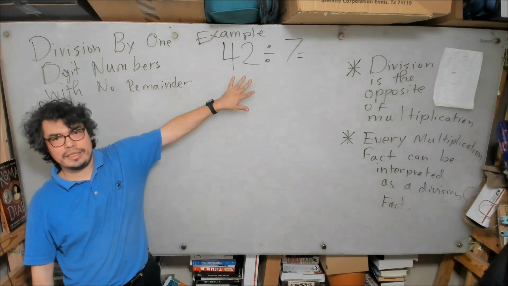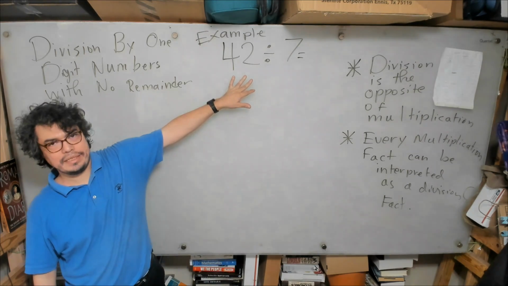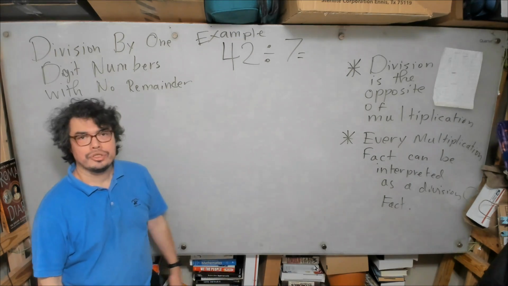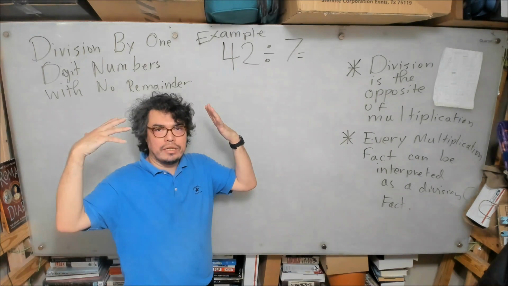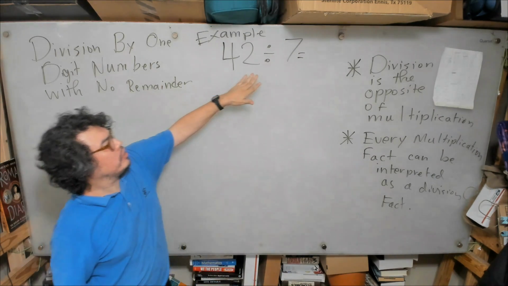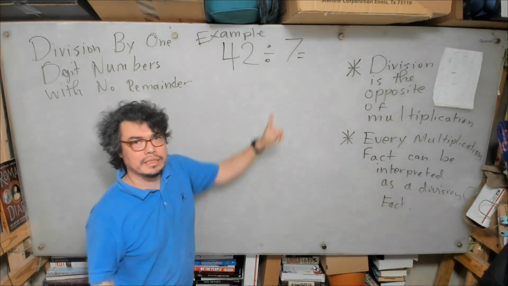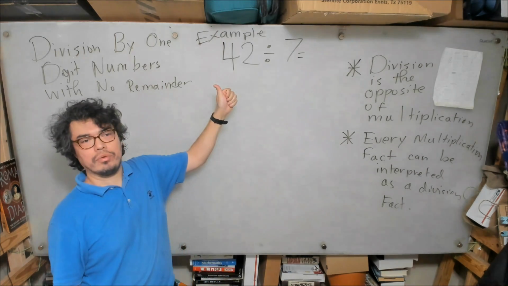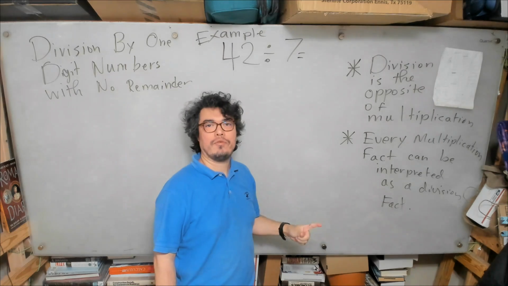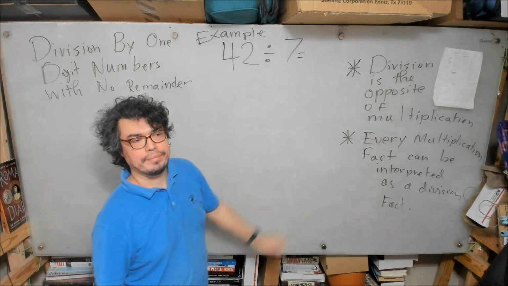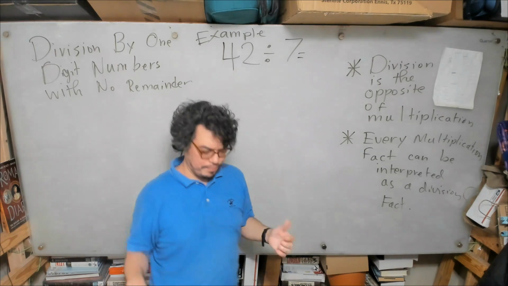So now we're going to look at this example, 42 divided by 7. In our brains, we immediately think, okay, if I want to calculate what is 42 divided by 7, that's the same thing as asking what number times 7 gives me 42? What number times 7 gives me 42? So I need to figure out this multiplication table, 7. Let's count it out together.